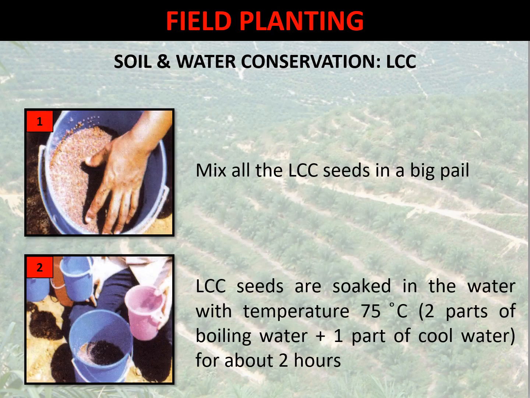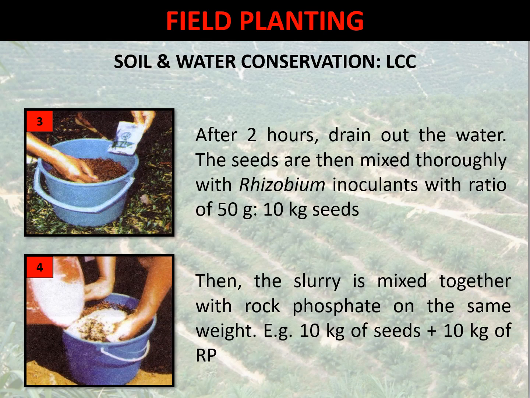This figure shows the step-by-step procedures for LCC planting. First, mix all the LCC seeds in a big pail. Then, the LCC seeds need to be soaked in water with a temperature of 75 degrees Celsius. This can be done by mixing 2 parts of boiling water with 1 part of cool water for about 2 hours. After 2 hours, drain out the water.